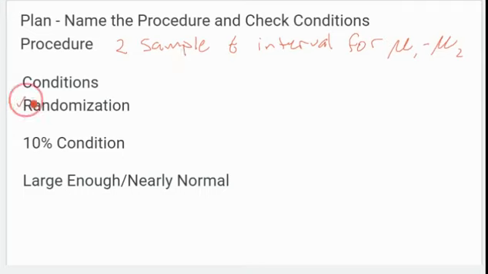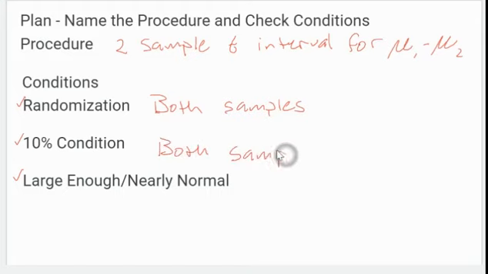We're still going to check the randomization condition. We're still going to check the 10% condition. We're still going to check the large enough or the nearly normal condition. But the difference is we have to do all of these for both, okay? Both samples need to be collected randomly. Both samples need to be less than 10% of the population size.